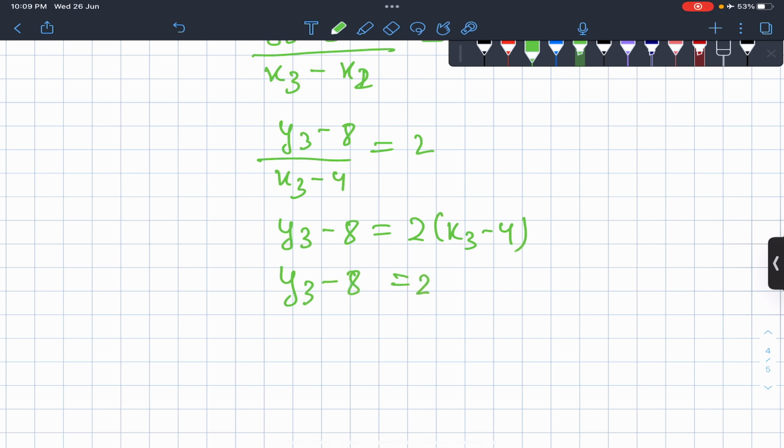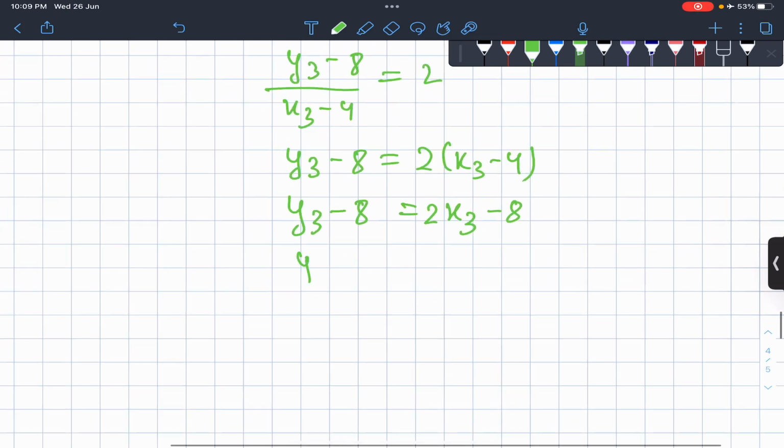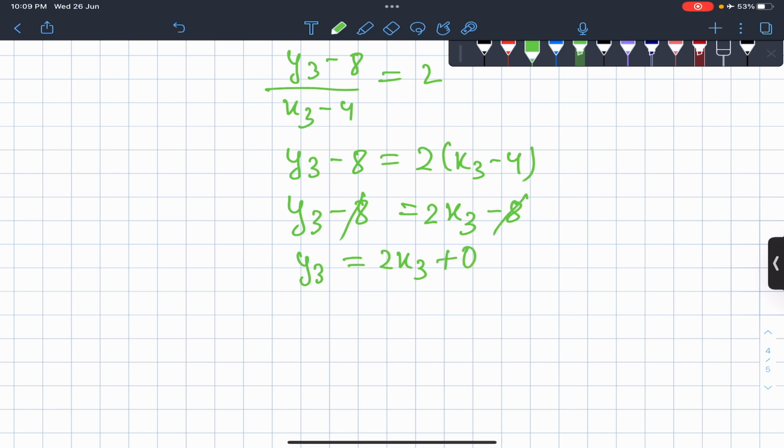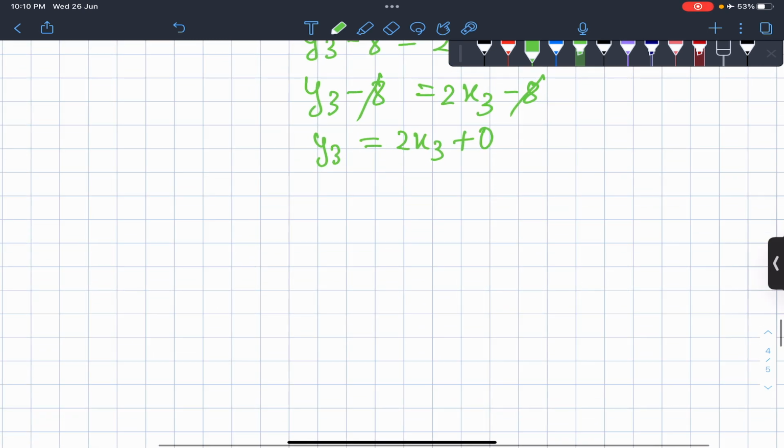We can do this. 2x3 minus 8. Okay, y3 2x3, it will be minus, and suppose we add 0 to it. Now what we have here is a formula, y equals 2x plus 0.